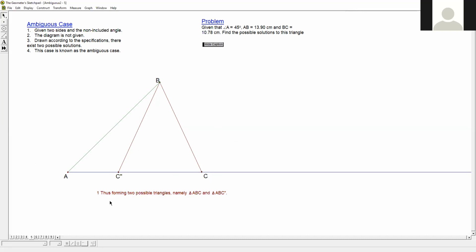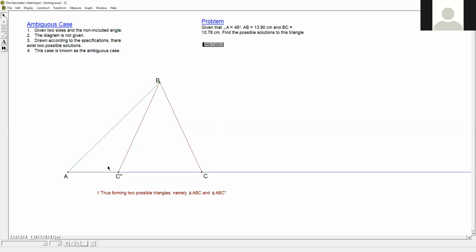The two possible triangles are ABC, the very big triangle, not this isosceles triangle here. The big triangle is ABC. The other possible triangle is ABC prime. So there are two possible triangles. One triangle is with an obtuse angle at C double prime, and another triangle is with an acute angle at C.